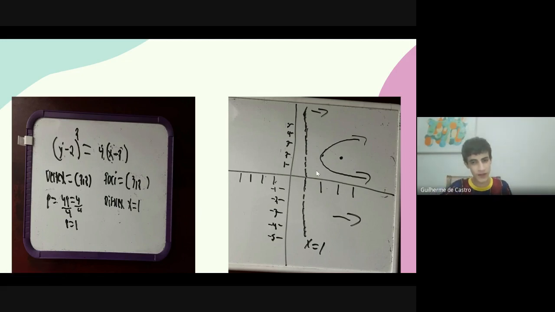You can see here, this would be our directrix, a vertical line in the form of x equals 1, and you have a parabola opening to the right. This would be your focus, and this would be your vertex.